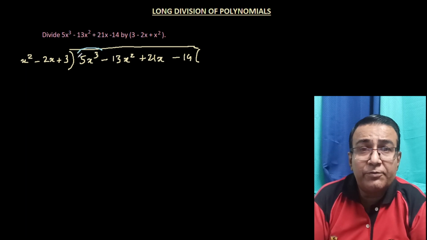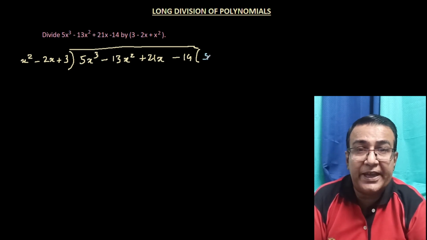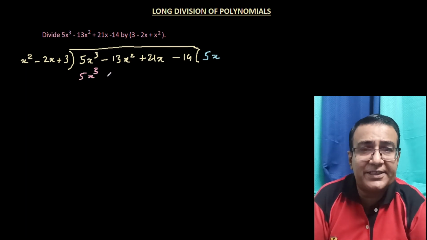So again we look at the first term of the dividend, which is 5x cubed. Divide that by the first term of the divisor, which is x squared. So 5x cubed divided by x squared gives us 5x. We can write that in the quotient, and this quotient has to be multiplied by the complete divisor. So 5x times x squared gives us 5x cubed. Write that below the x cubed term.